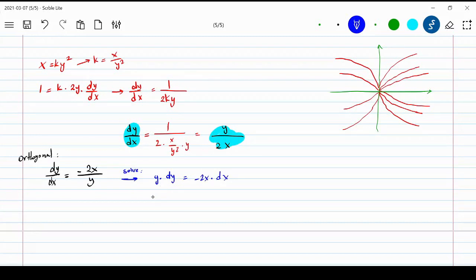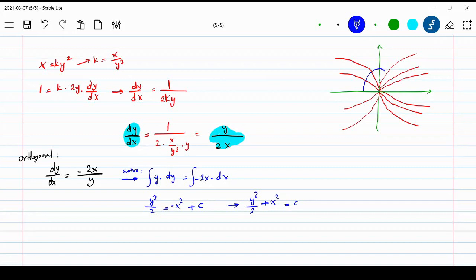And what is the integration on each side? If you integrate both sides, you get y squared over 2 equals negative 2x integrated, which would be negative x squared, plus some constant c. So what we get as an equation is basically y squared divided by 2 plus x squared equals c. If there was no denominator 2 here, what you have is basically the equation of a circle. But with this denominator, instead of giving you a circle, it will give you an ellipse. So basically what you get is a bunch of ellipses.